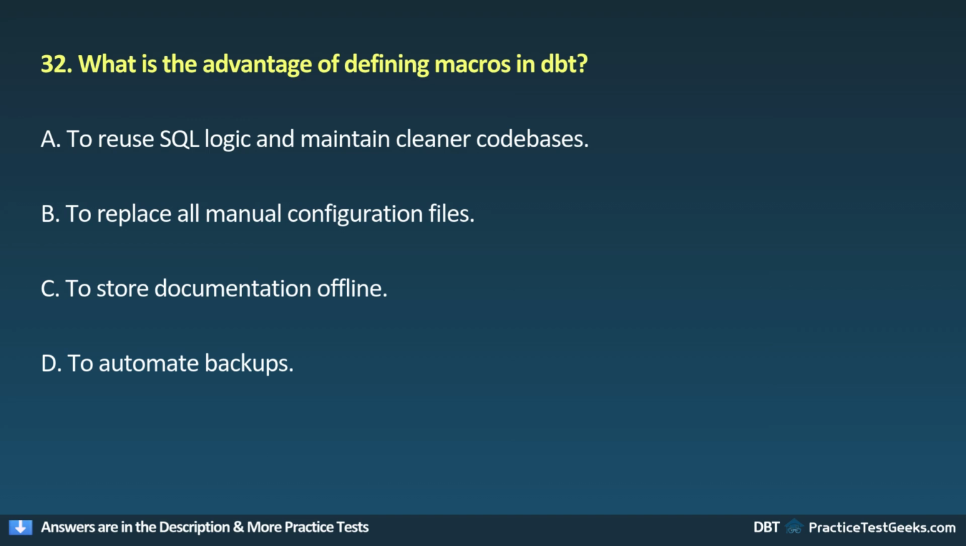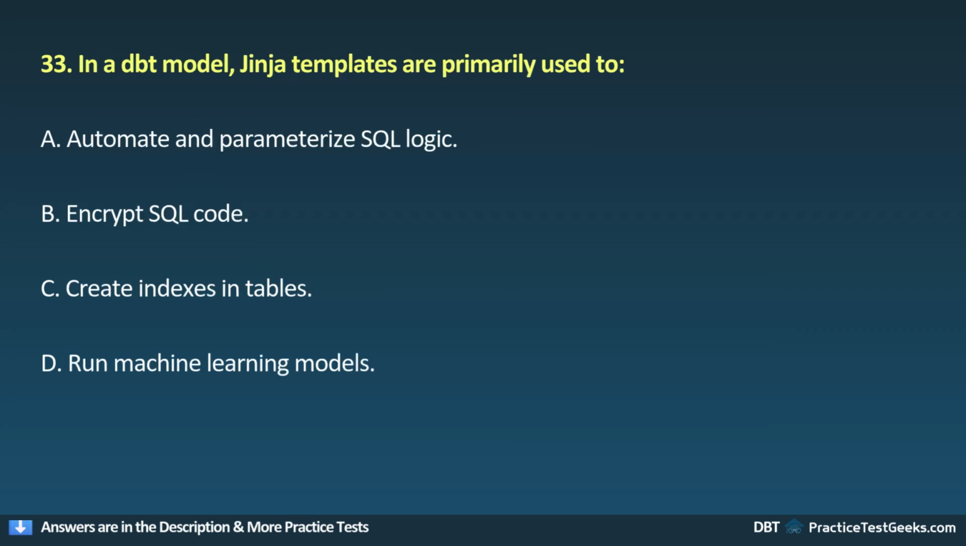32. What is the advantage of defining macros in DBT? A. To reuse SQL logic and maintain cleaner code bases. B. To replace all manual configuration files. C. To store documentation offline. D. To automate backups.